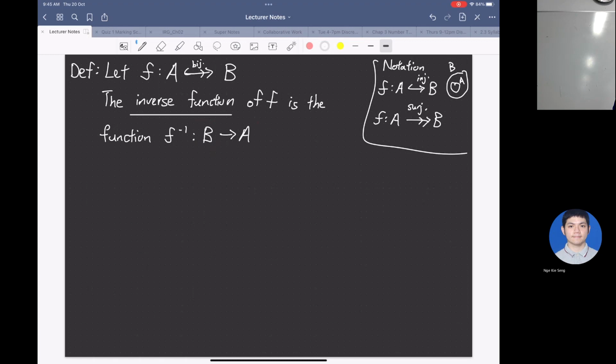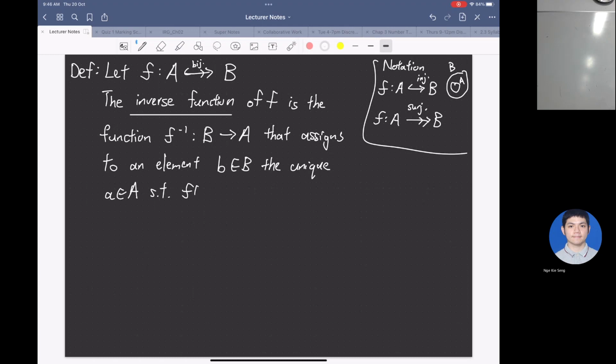So how should I define this? It is the function that assigns to an element b in B the unique a in A such that a is the pre-image of b.